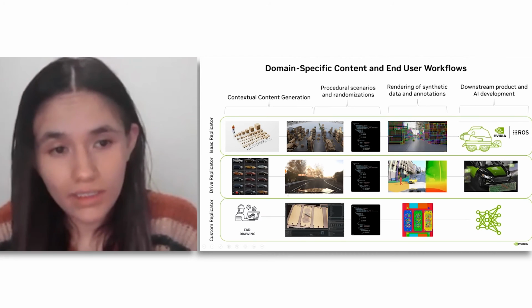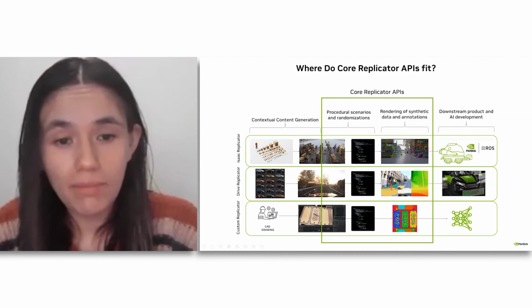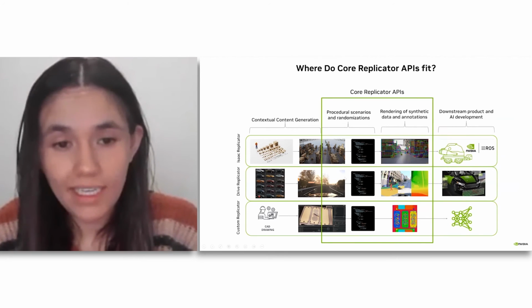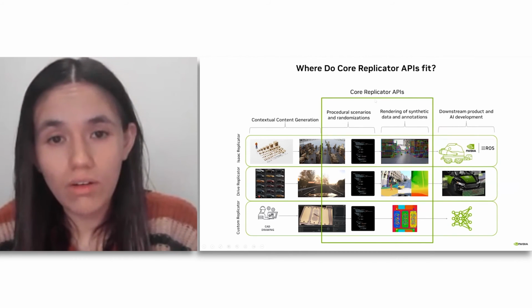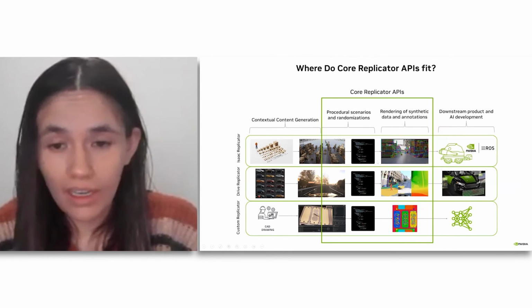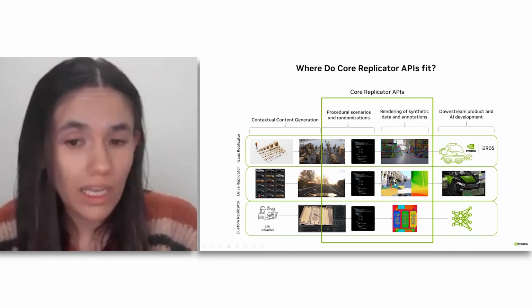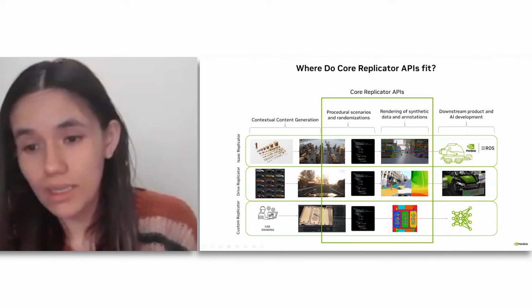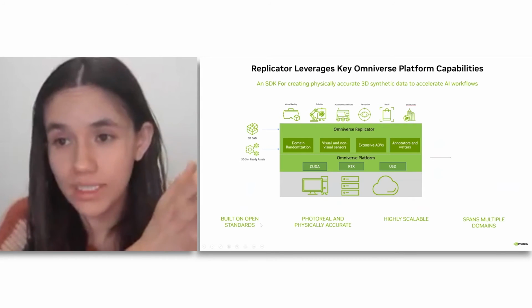And the Replicator APIs live here. So after you've gotten your content and you've made part of your scene, or the baseline scene, you can then generate tons of data with the core Replicator APIs, procedurally generating and rendering lots of data for all of your use cases for perception. Replicator leverages the key Omniverse platform capabilities, as I mentioned beforehand, but it builds on an open standard, which is USD.